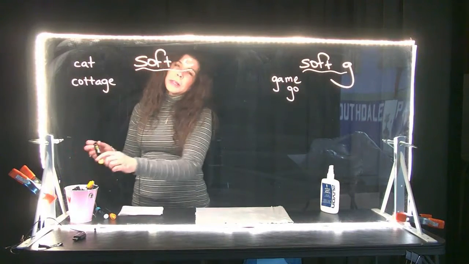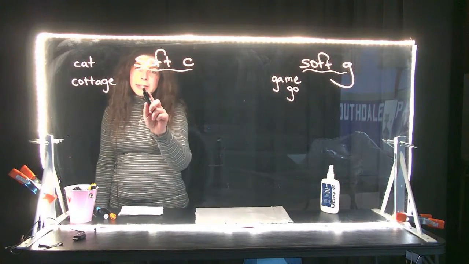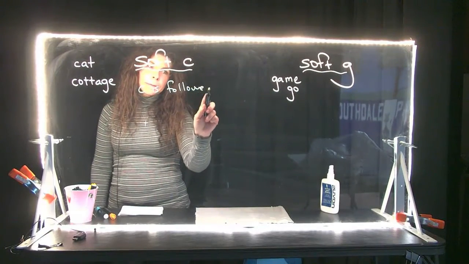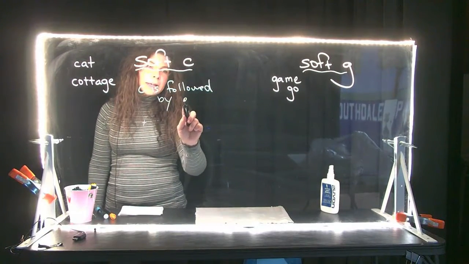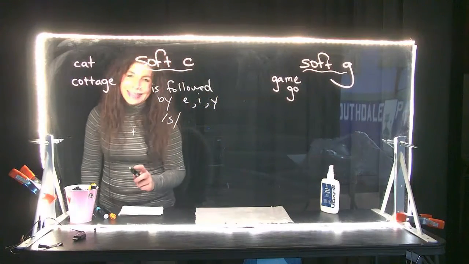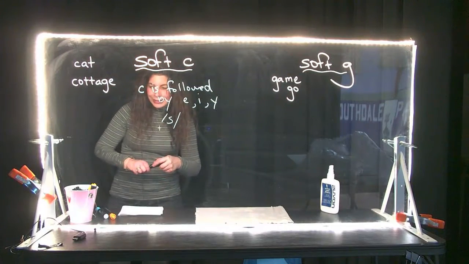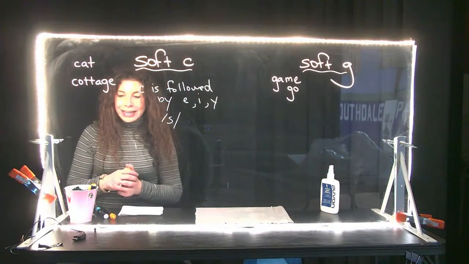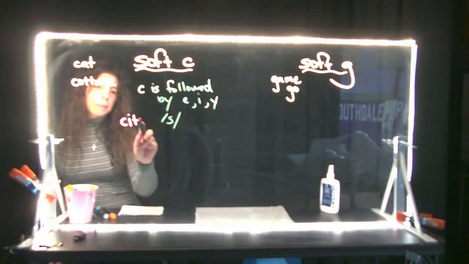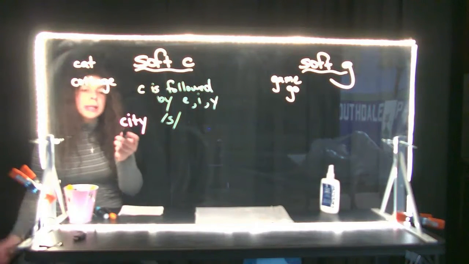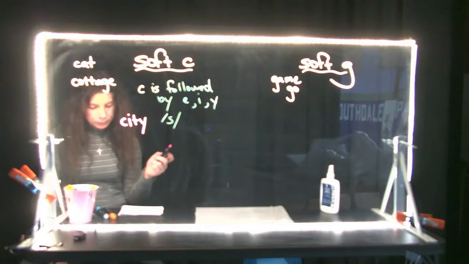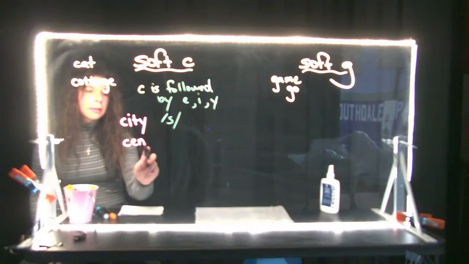Well, there's something called the soft C and the soft G. If the C is followed by an E, I, or Y, it sounds like an S. So if a C is followed by an E, I, or Y, it'll sound like an S. So for example, in the word city, I don't say kitty, see cat, cottage. I say city.